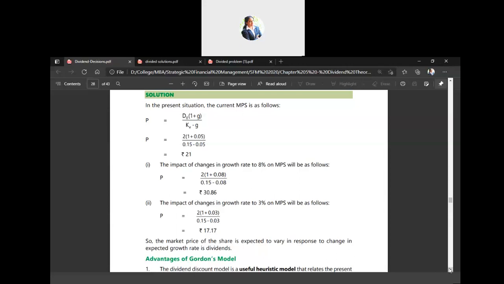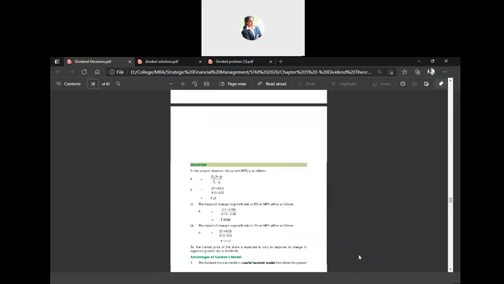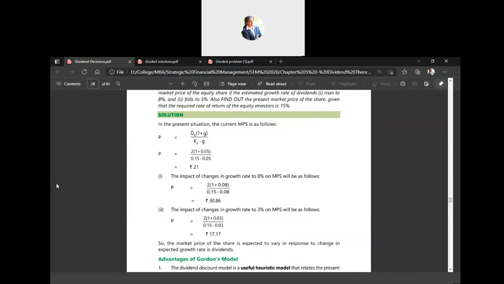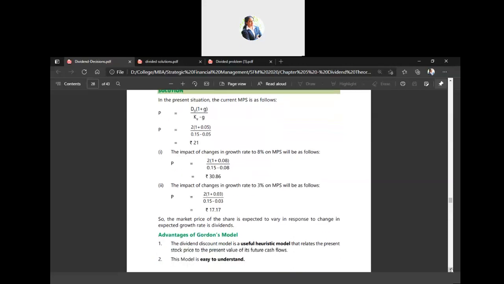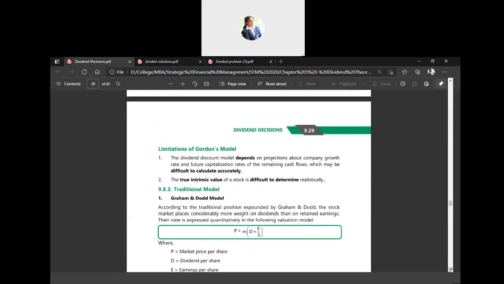Now there are some advantages of the Gordon model. The first one is that the Gordon model is called a useful heuristic model, or specifically a dividend discount model, as it relates the present stock price to the present value of the future cash inflow. And the second advantage is that this model is easy to understand.